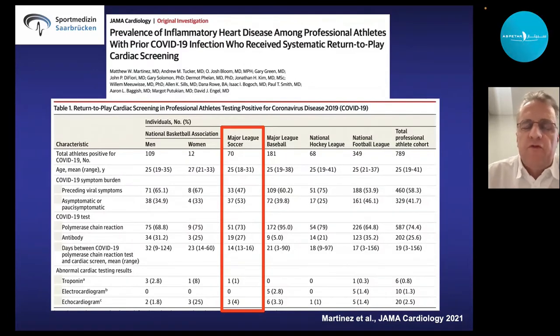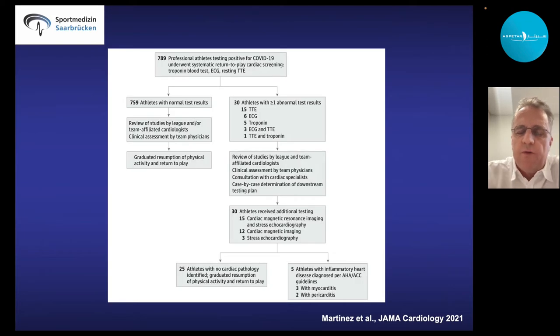It is not possible to distinguish them in the final result, but what becomes obvious, and I like to guide your view to the bottom right of this figure, is that only 5 of these almost 800 athletes were diagnosed with inflammatory heart disease, 3 of them with myocarditis and 2 with pericarditis. So this is clearly below 1% and in the range of other viral diseases.